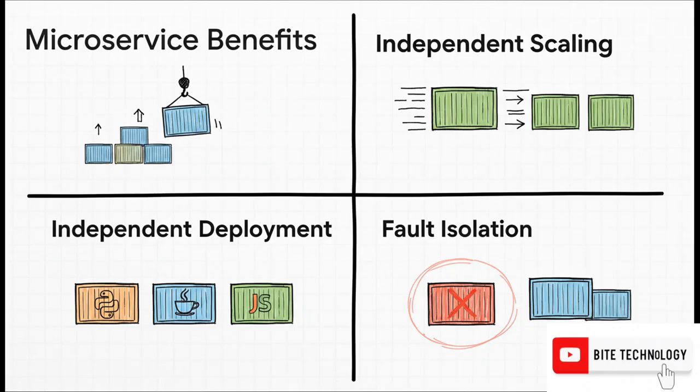The payoff for doing this is just immense. Your team can update the payment service without ever having to touch or worry about the user service. If suddenly everyone wants to see your products, you can scale up just that one piece of the system. You get the freedom to use the best tool for the job every single time. And maybe best of all, if one service has a problem and crashes, it doesn't take the whole application down with it. It's a total game changer for building big, reliable systems.